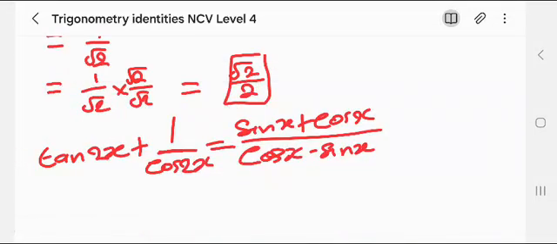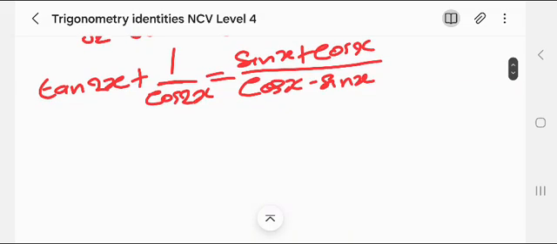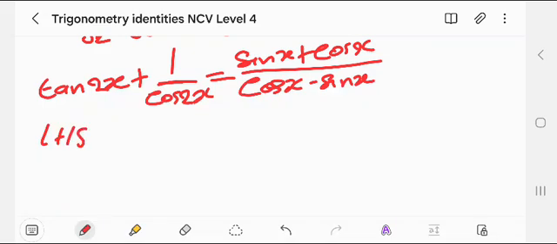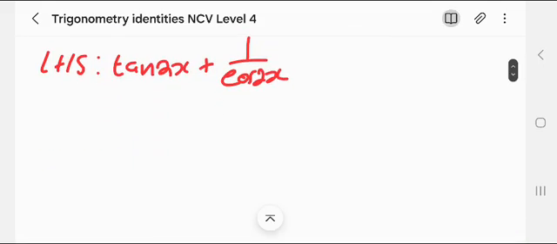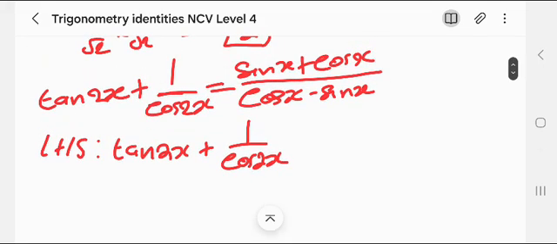Right, we have this. We should prove. I will choose the left hand side. You can choose the right hand side if you want, but let me choose the left hand side. I have tan 2x plus 1 over cos 2x, right? So I should prove this there.